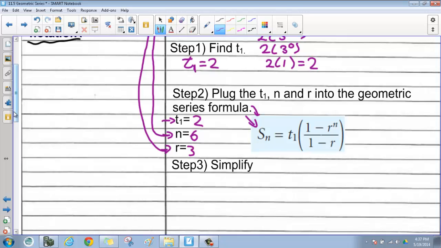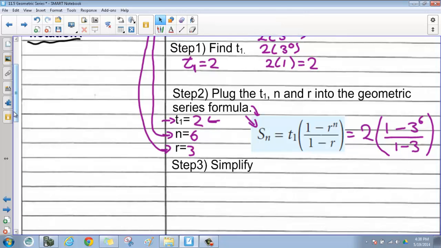So we'll start with the t sub 1. This is equal to 2, because that's what our t sub 1 is, times 1 minus our r, which is 3, and our n is 6, so 1 minus 3 to the 6th power, all over 1 minus 3. And just like last time, maybe we could do this one in our heads? No, that's not possible. 3 to the 6th power is just crazy big. So let's not do that one.